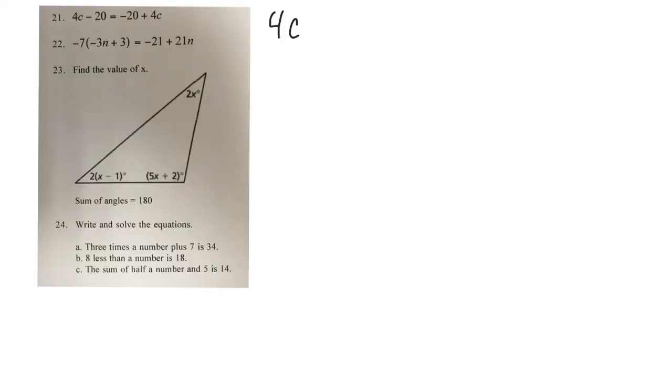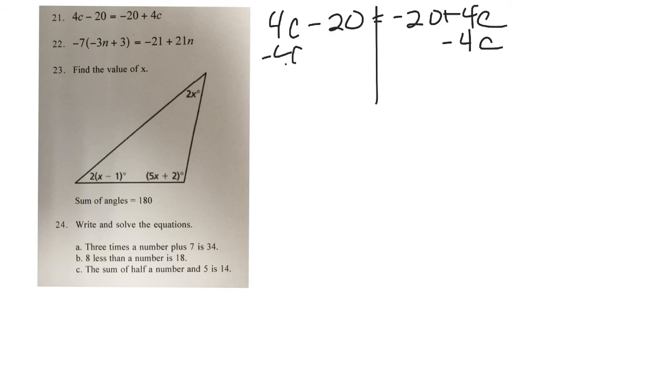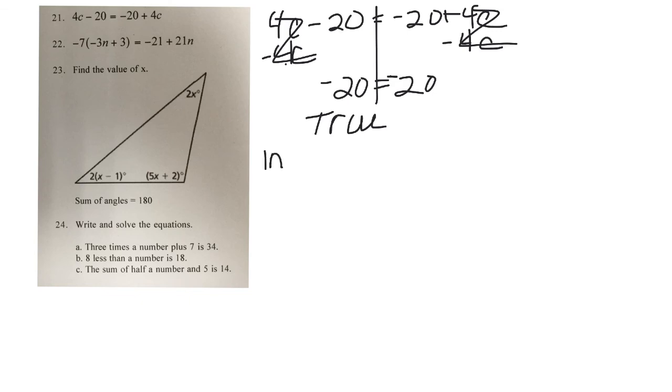So number 21 and 22, the instruction says solve the equation. Determine whether the equation has one solution, no solution, or infinitely many solutions. The first equation is 4c minus 20 equals negative 20 plus 4c. So we want to get the variables on one side, so let's subtract our 4c. And what happens is our variables drop out. Those zero out, and those zero out. And we get negative 20 equals negative 20, which is true. So that means every value of c is going to work, so it's infinitely many solutions.